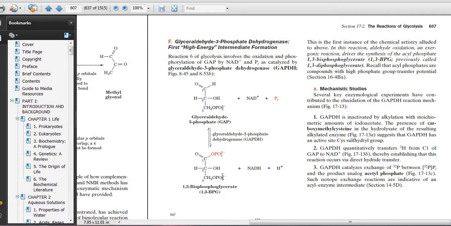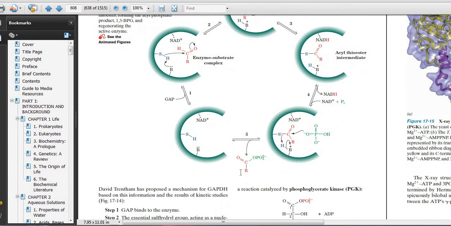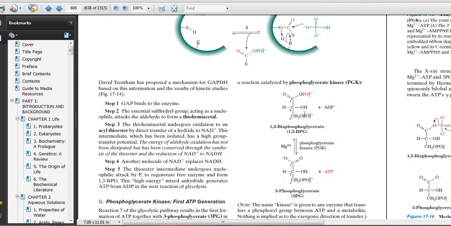So this actually occurs in reaction 7 of glycolysis. This is reaction number 7 of glycolysis, the first ATP generation reaction. It starts with 1,3-BPG. It contains 2 different phosphate groups at position 1 and position 3. If you donate this phosphate group to ADP, it results in the production of ATP. So the first reaction where ATP is generated in glycolysis is reaction 7.